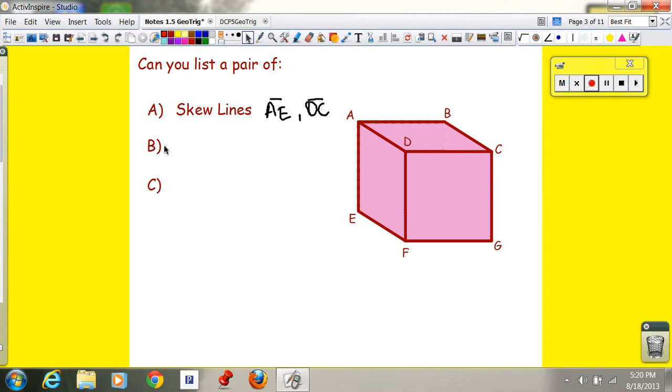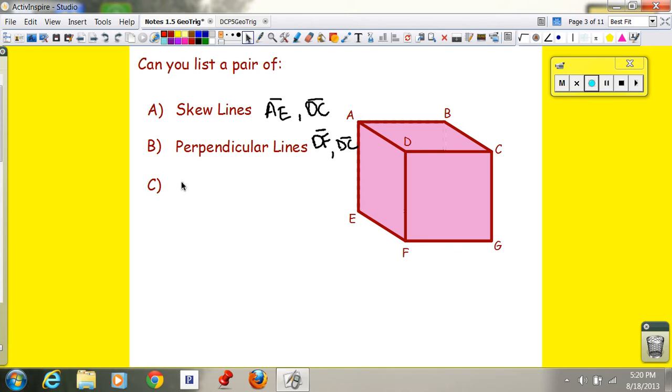Can you list a pair of perpendicular lines? Perpendicular lines, let's use DF. We could pick lots of different ones, but perpendicular to DF would be DC or FG. Either one would be perpendicular. Let's use DC. We could have used FG. It would also be perpendicular. There's two spots. Those are perpendicular too. And DF is also perpendicular to EF and AD. So there's quite a few there.